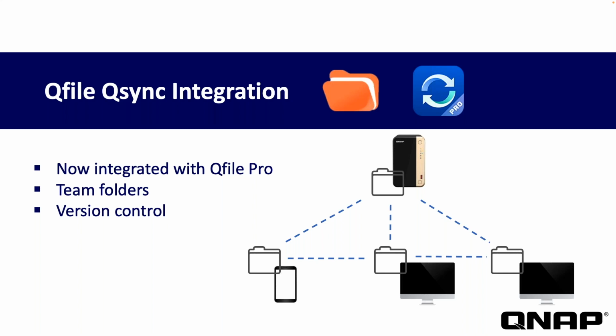Qsync is a great file sharing app for collaboration with others, and it can also be a simple way to just share files from your phone to both your Macs and PCs. You can create team folders to sync files with colleagues, as well as implement version control.